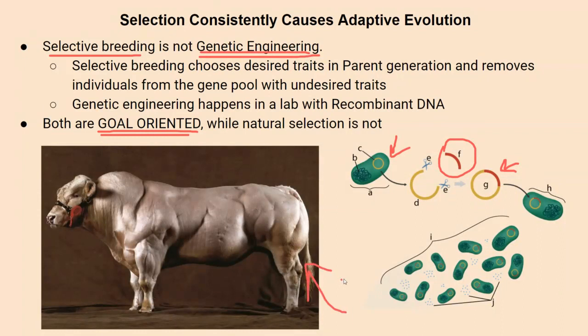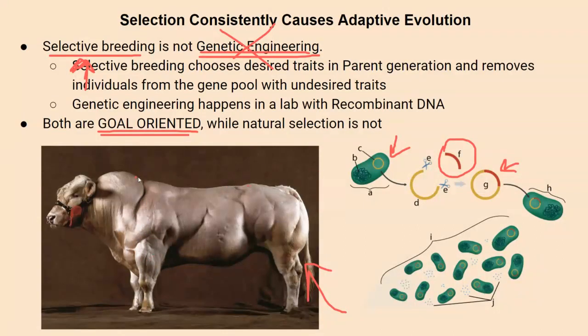This cow, however extreme it may look, is not genetically engineered. It has been selectively bred. The farmer has selected for the most muscular cow, and this cow is not on a workout regimen or anything like that. This is naturally occurring due to selective breeding. And these cows have become so extreme and so muscular that they actually can't physically mate.